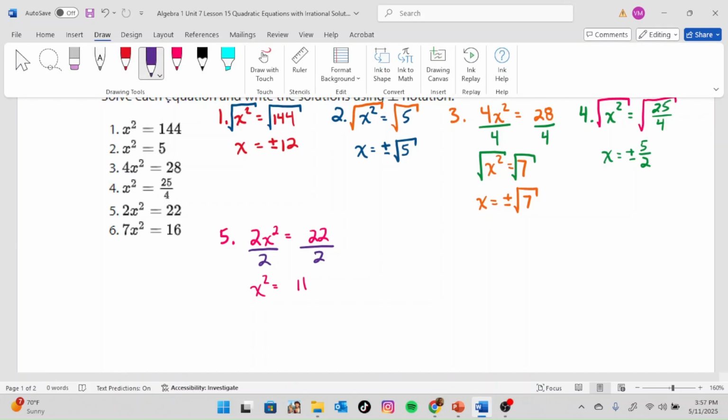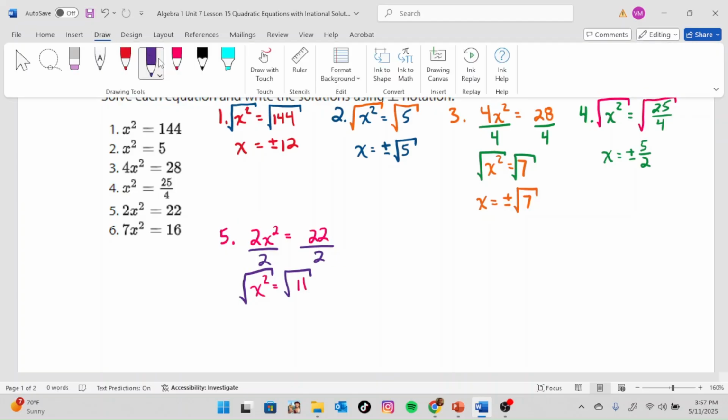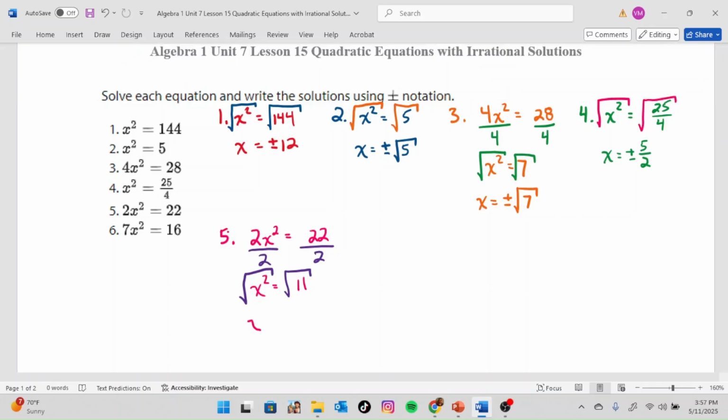The opposite of squaring x would be taking the square root. So I'm going to take the square root of both sides to keep it equal. The square root and the square cancel each other out, so that leaves us with x equals plus or minus the square root of 11.